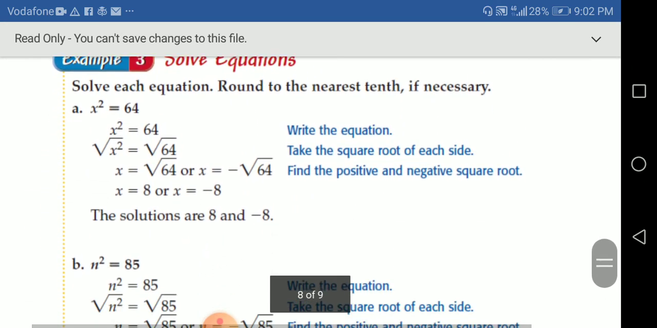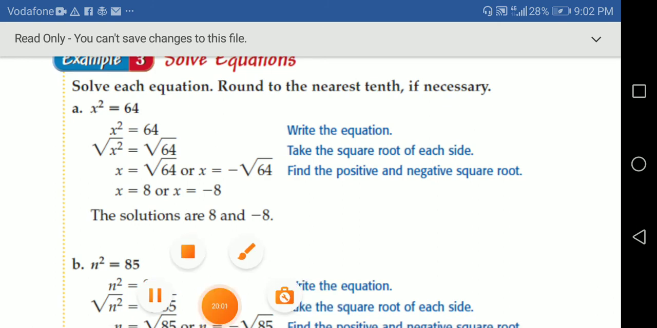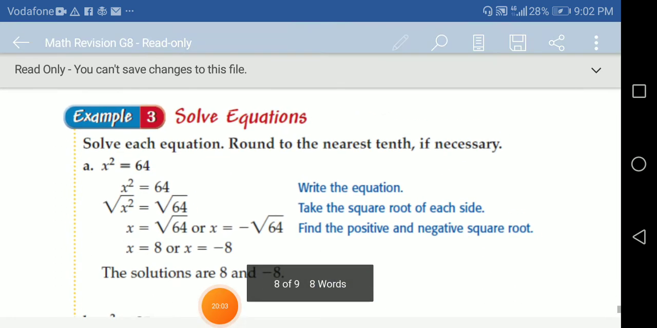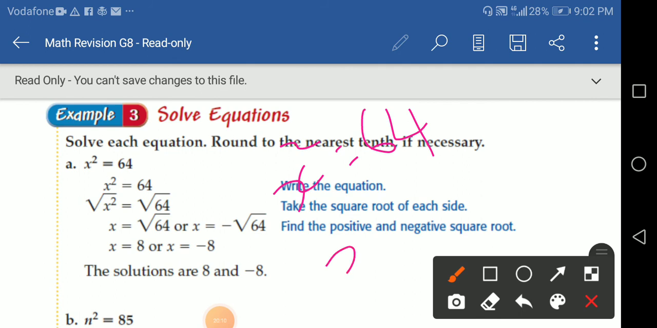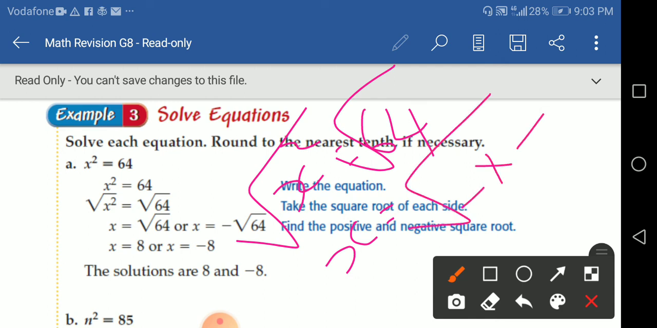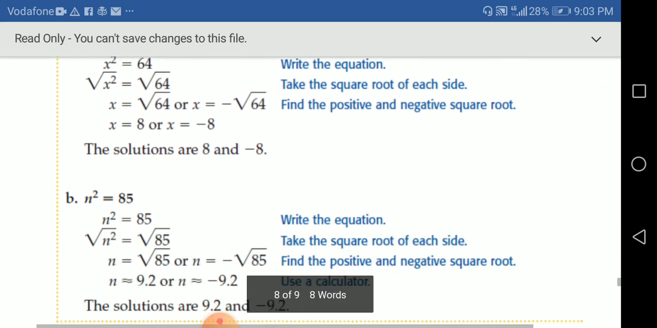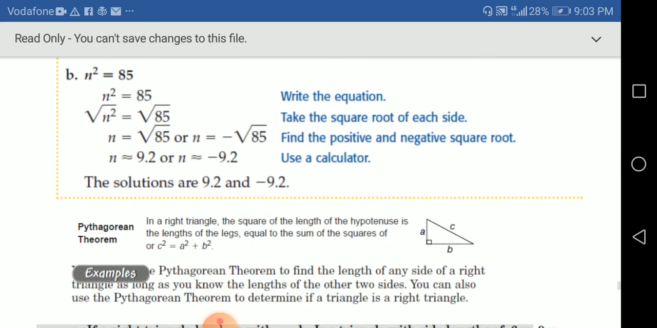I have here the square root. Remember the square root. I have x power 2 equals 64. How can I get the value of x? The square root is the inverse of squared, so x equals the square root of 64. What times what gives the same value? 8 times 8. So x gives me positive or negative 8, because negative 8 times negative 8 gives me 64.